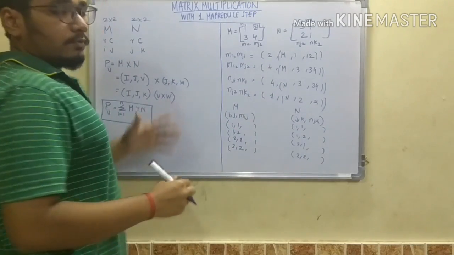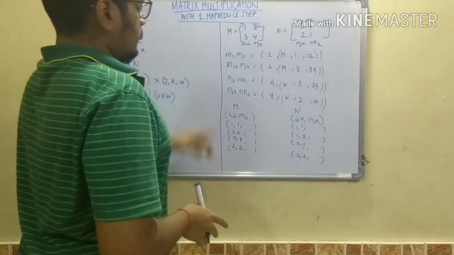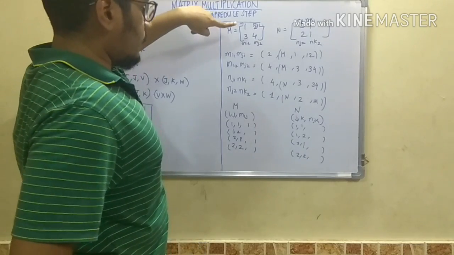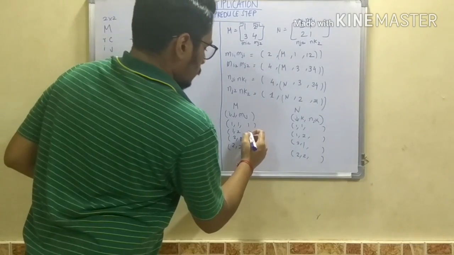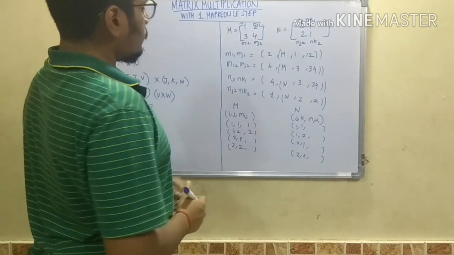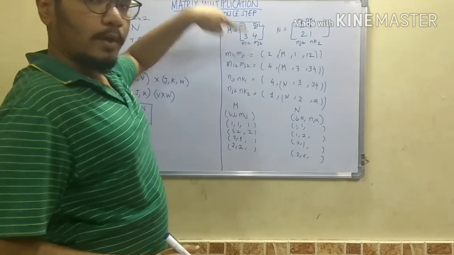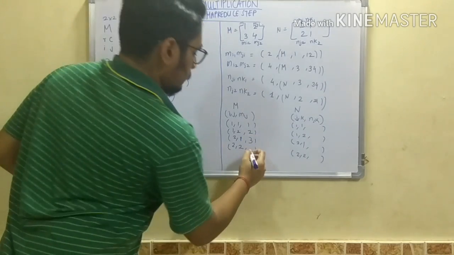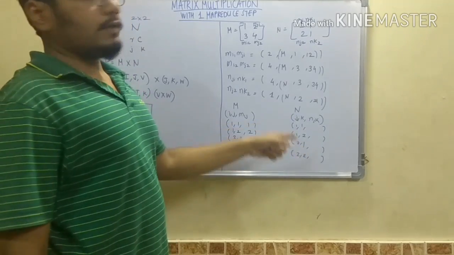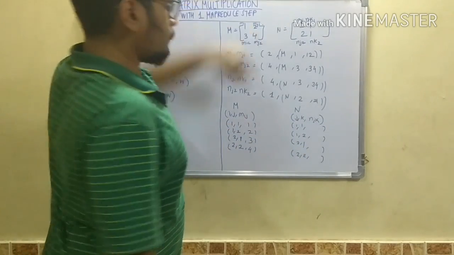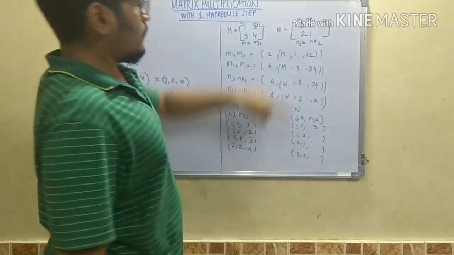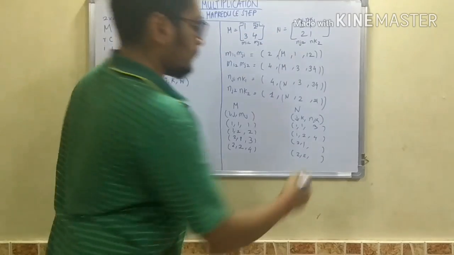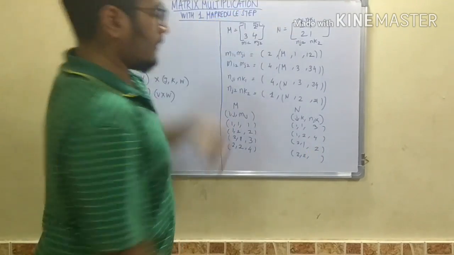So now you have to basically fill in these values. First row first column you have 1, first row second column you have 2, similarly second row first column is 3, and second row second column is 4. Similarly you will also fill in this N matrix: first row first column is 3, first row second column is 4, second row first column is 2, and next is 1.